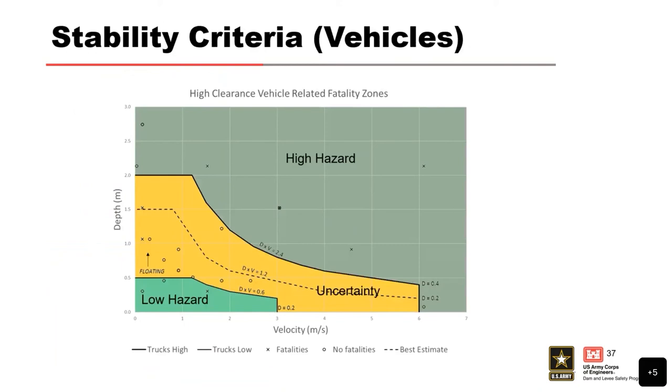We have all the stability criteria for all the different types of structures and for people and for vehicles that show, all right, given this depth-velocity combination, if you're above this line, you're in the high hazard zone. Below this line, you're in the low hazard zone. This is for high clearance vehicles. People air up the tires differently, they're carrying different amounts of stuff, so there's a lot of uncertainty. Recognize that you're doing a detailed assessment in a tool like LifeSim that does Monte Carlo and samples a different relationship every time, and you start to build in that uncertainty.